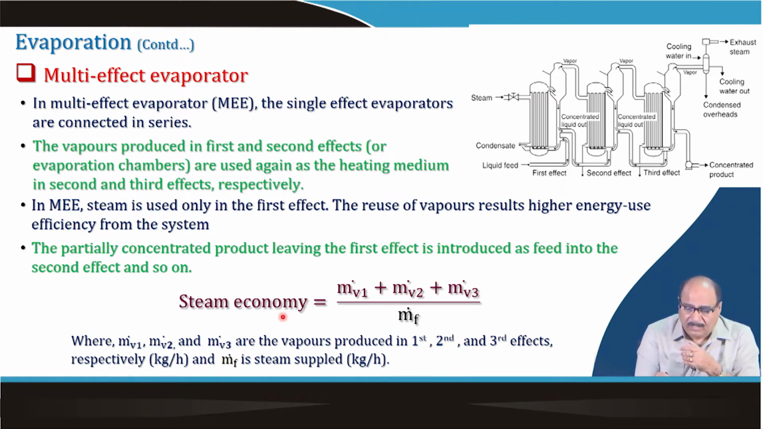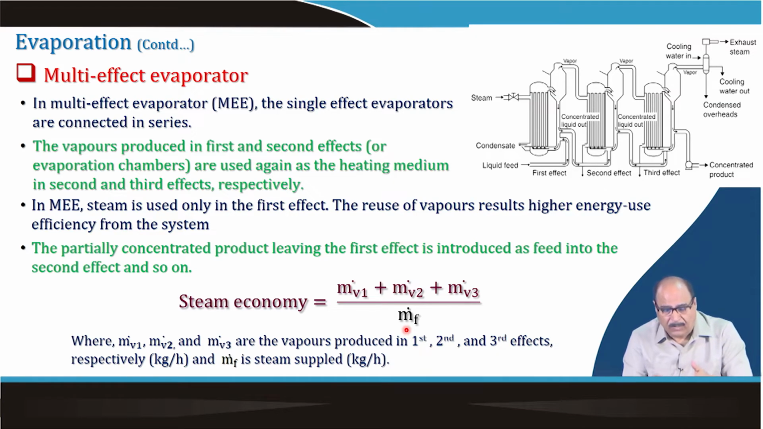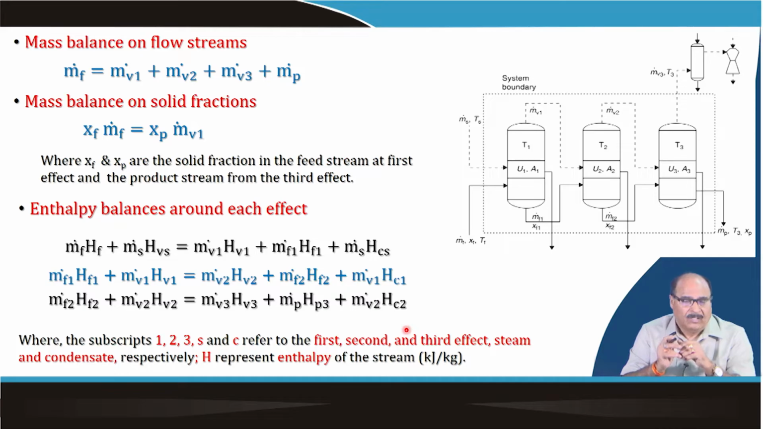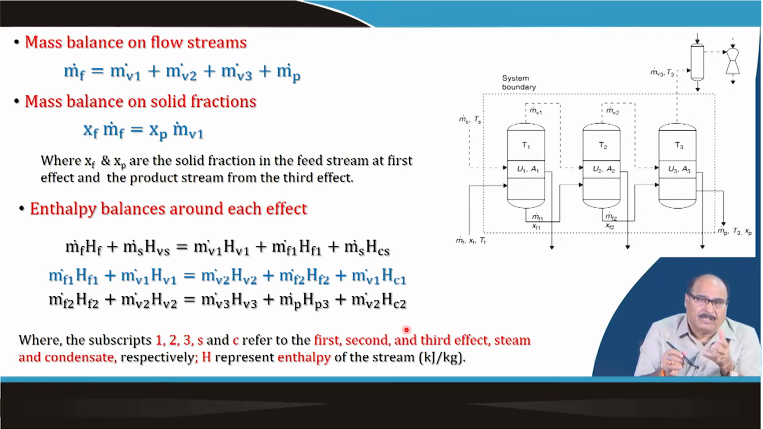Steam economy can be calculated using MV1 plus MV2 plus MV3 divided by MF, where MV1, MV2, MV3 are the vapors produced in the first, second and third effect respectively, and MF is the total steam supplied. Then the energy, enthalpy and mass balance etc. can be found out, and steam economy and process economy can be calculated using these equations, that is the mass balance equations for the flow of streams, or the mass balance equation on solid fractions. Both these equations can be used.